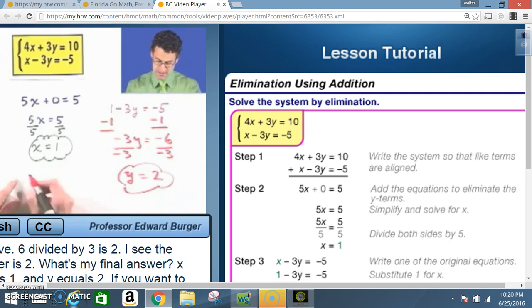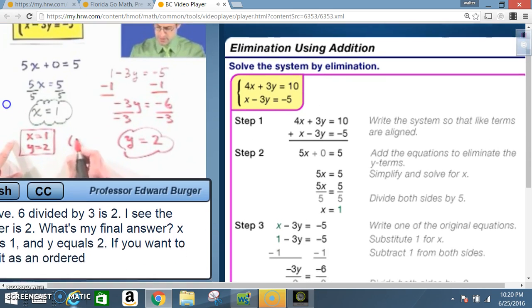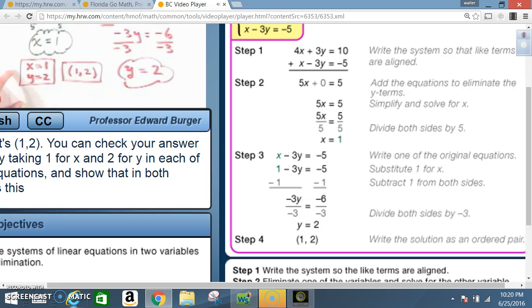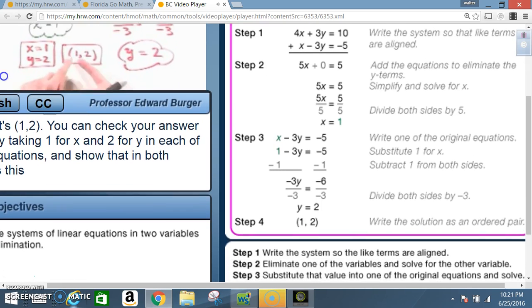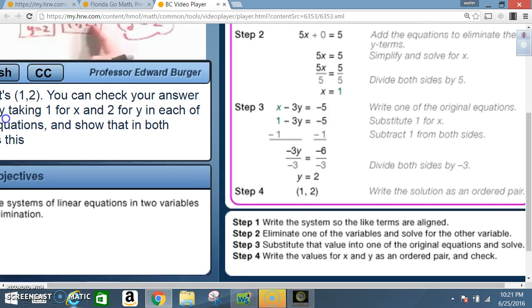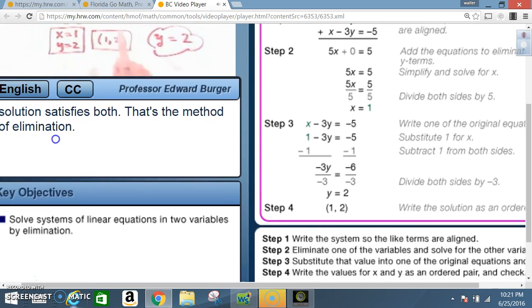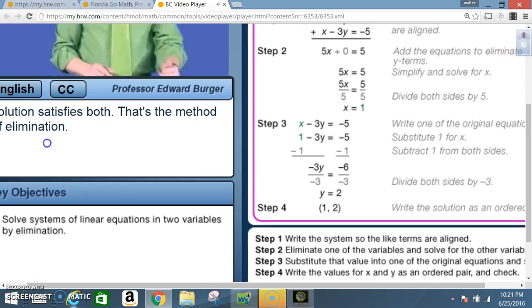And so what's my final answer? x equals 1, y equals 2. Or if you want to write it as an ordered pair, (1, 2). And again, you can check your answer just by taking 1 for x and 2 for y in each of the equations and showing that in both cases this solution satisfies both. That's the method of elimination.